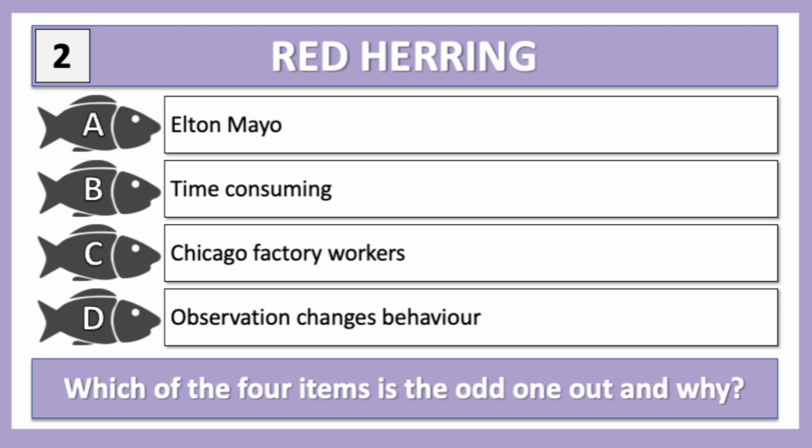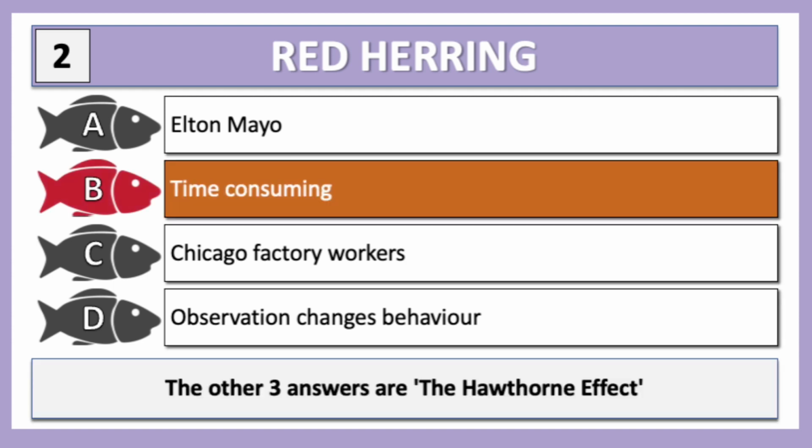Right, number 2. Elton Mayo, time-consuming, Chicago factory workers and observation changes behaviour. Which of those is the odd one out and why? Let's reveal. It is time consuming because the others are linked to the Hawthorne effect, the idea of an observation changing how people behave, which was first noticed during Elton Mayo's study of Chicago factory workers.